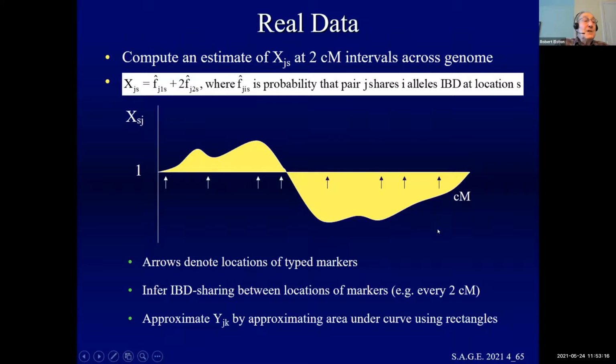And what you do is you approximate the area under the curve by using rectangles. And in particular, it's very accurate if you use Simpson's. Some of you may know Simpson's method, or I don't know whether it's called Simpson's method, Simpson's rule. It's remarkably accurate.